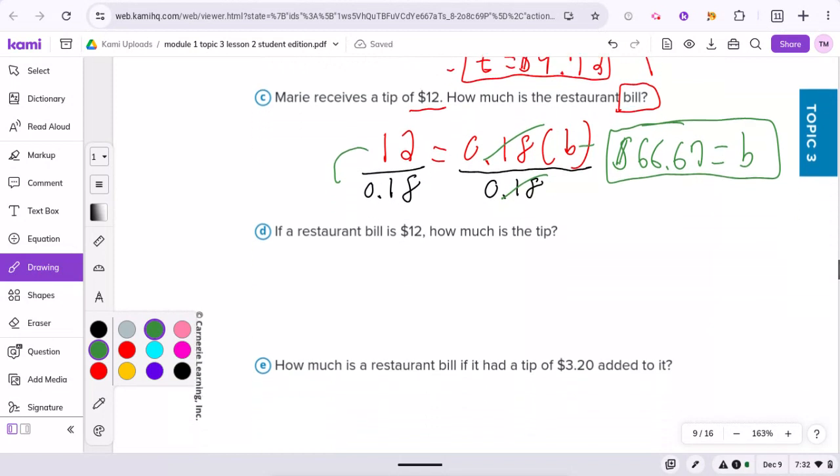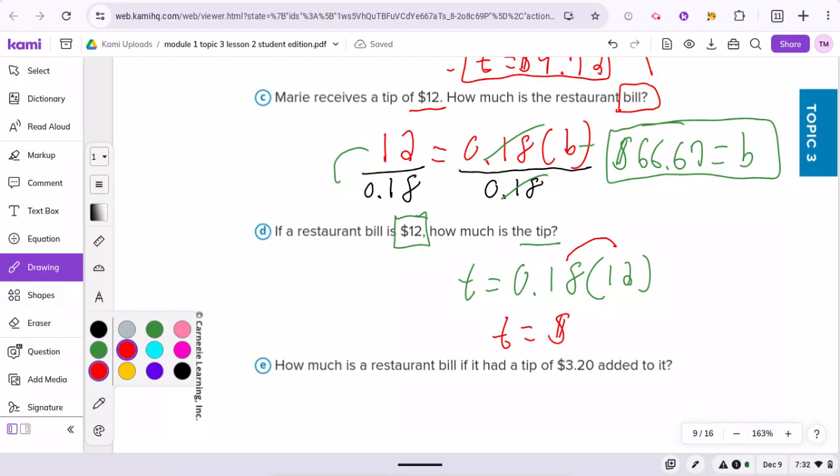Next one, letter D. This time they're telling you the amount of the bill. They're not telling you the tip amount. So put the letter T for the tip, put the 0.18, and the amount of the bill is $12. For this one, you just need to multiply 0.18 times 12, and the tip amount should be $2.16.